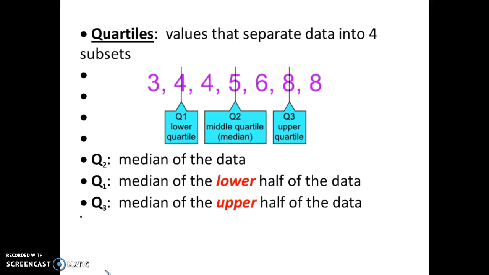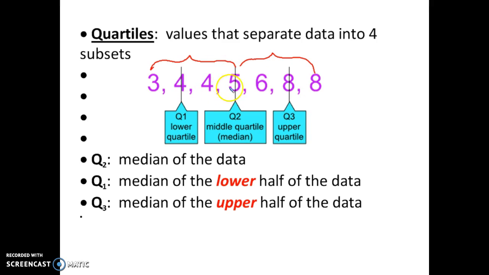Quartiles are values that separate your data into 4 subsets. Just like your median cuts it in half, like you find the middle of your data, the quartiles do that and cut it into fourths. So the median is actually our second quartile. That's the easiest one to find. That's the one you'll find first. Then you take your lower half, whatever the lower half is, and find the middle. That's your first quartile or your lower quartile. And then you take the top half and find the middle, and that is your upper quartile.